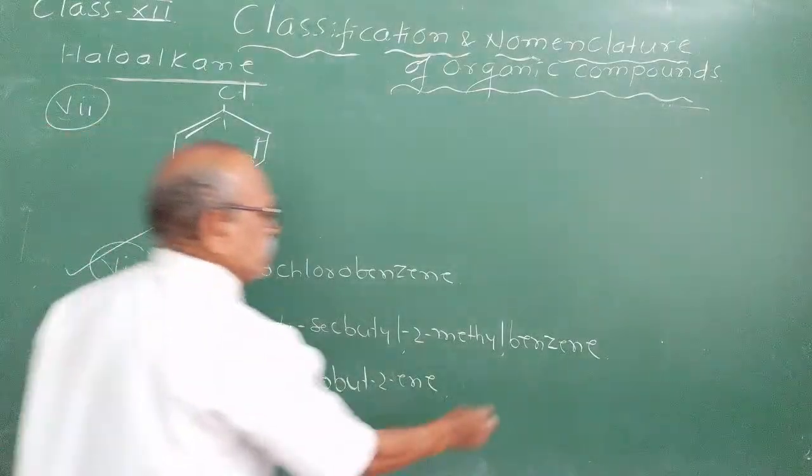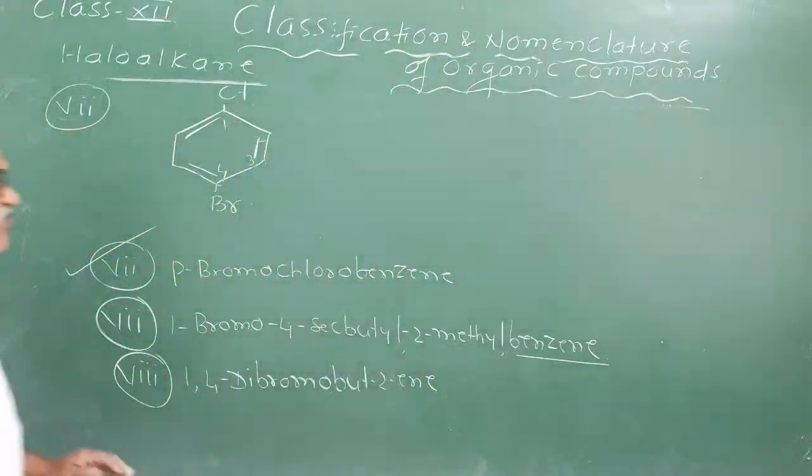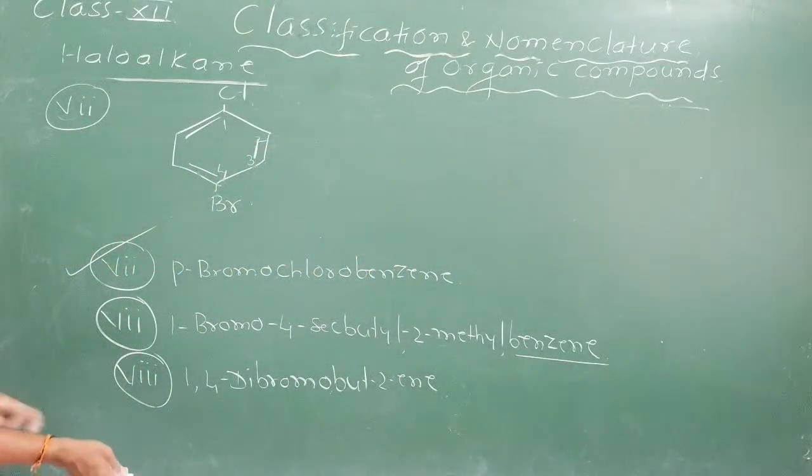Take the root word first. What are you given with? Methyl benzene. Try to name. 1 bromo, 4 secondary butyl, written 1 bromo, 4 secondary butyl, 2 methyl benzene.